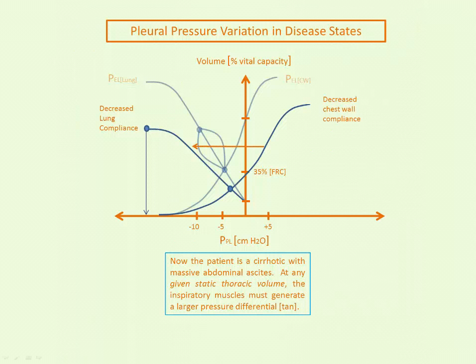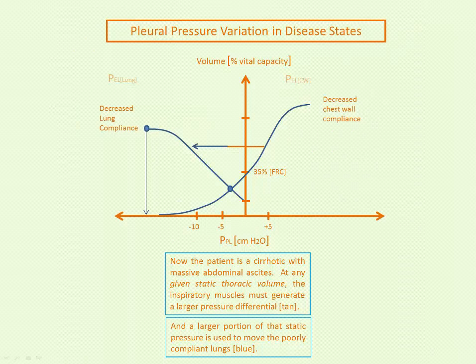So for this volume, on the y-axis, this is the pressure that must be generated by the muscles of inspiration just to maintain this volume. And if you were to compare it to the normal patient, the curve from here to here, it's much greater. Again, this says nothing about airflow at all.